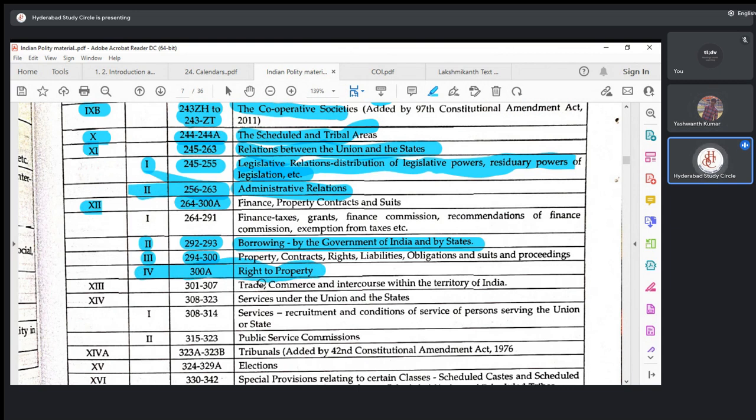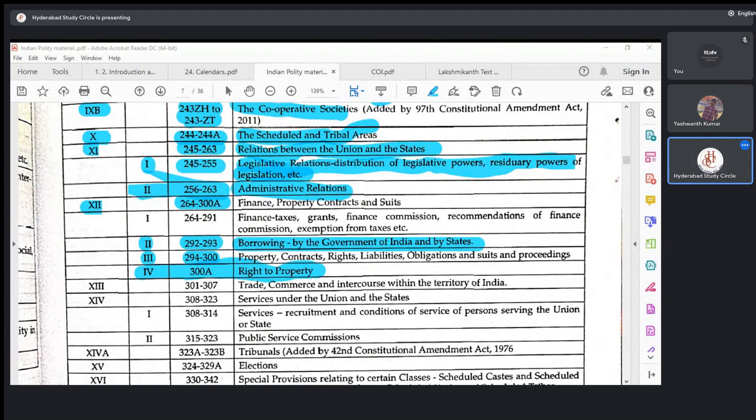Next, Part number 13, Article number 301 to 307, trade, commerce, and intercourse within the territory of India. From which country have we taken this trade, commerce and intercourse? Sir, Russian Constitution. No, Australia. Please revise. Anything can come in your examination.